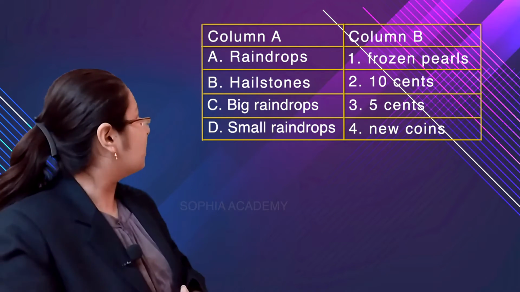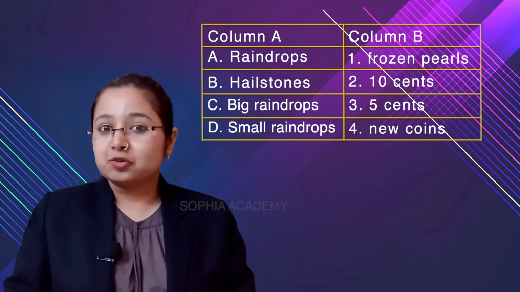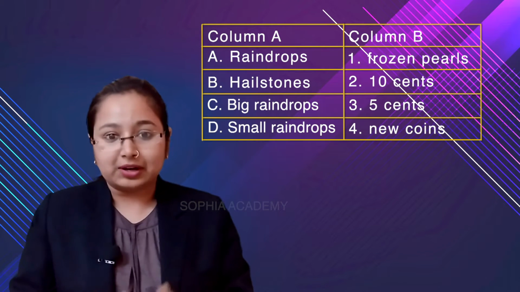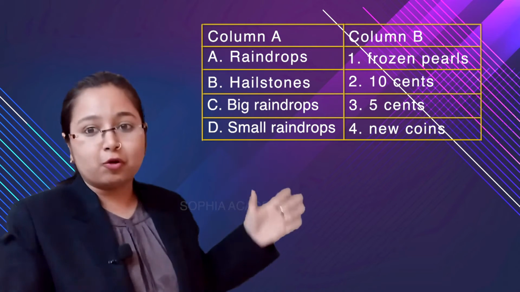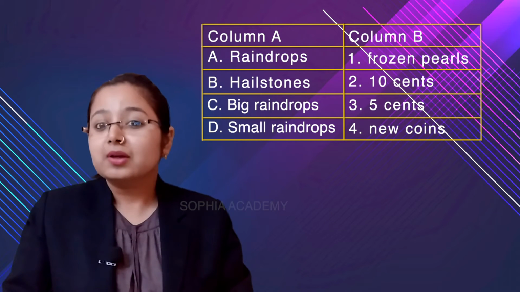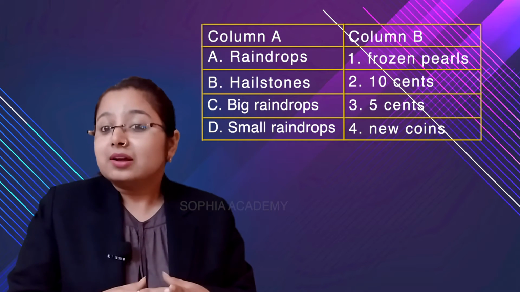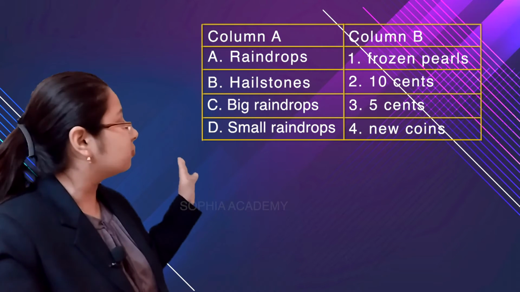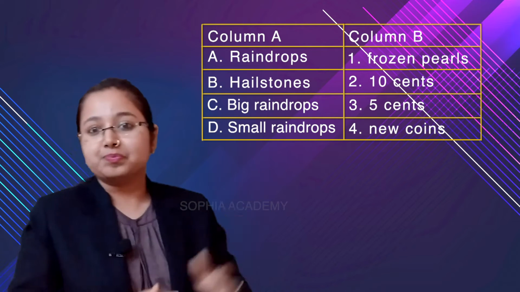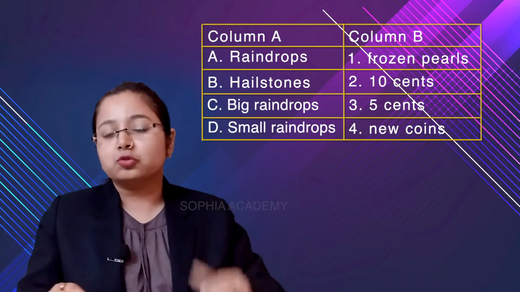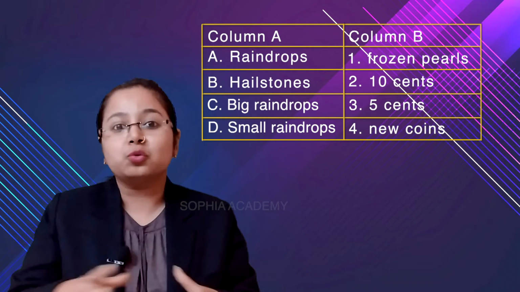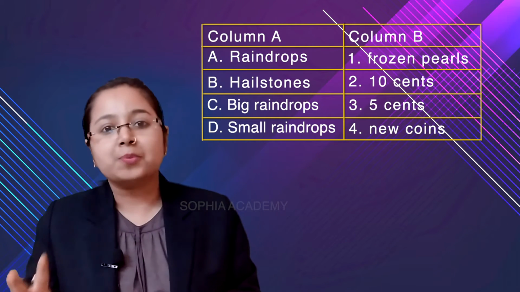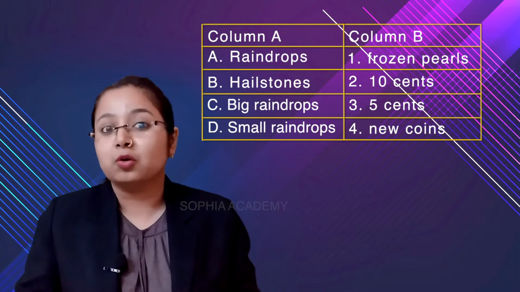So in column A we have 4 words, that is raindrops, hailstones, big raindrops and small raindrops. And in column B also we have 4 words, that is frozen pearls, 10 cents, 5 cents and new coins. Now you have to match the words of column A with column B. Students, the best way to solve such type of question is to eliminate the options. See, if you know 1 or 2 options correctly, then you will be able to solve the whole lot.